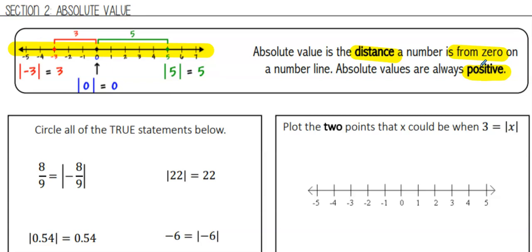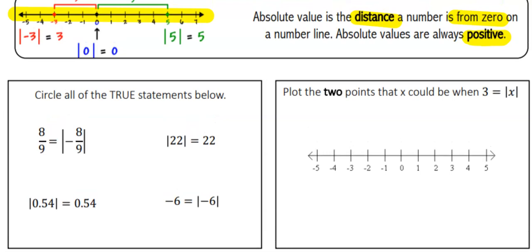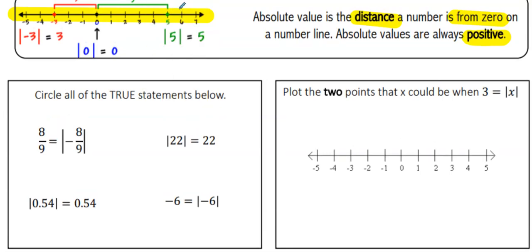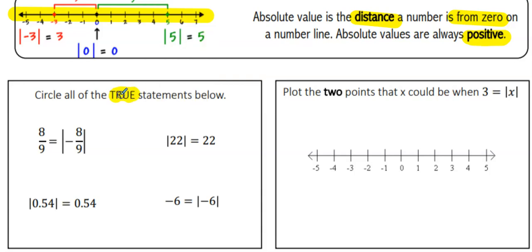You can use your Desmos on these questions. So we have an absolute value key, so you can do that, or you can just take what you know about absolute value being positive to solve these problems. So again, we're looking at problems that are true. We're looking just for the true statements.